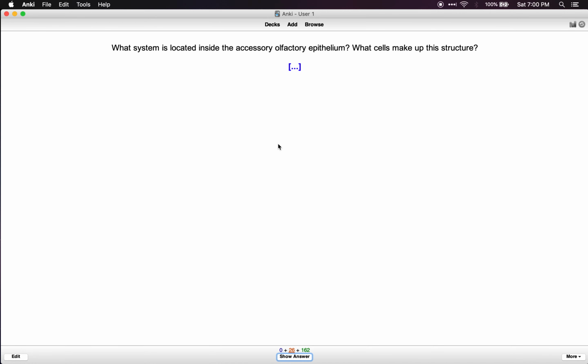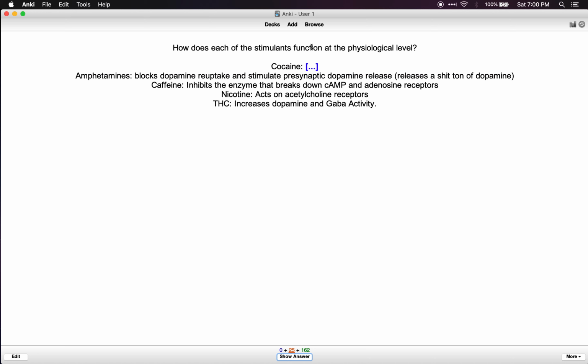The vomeronasal system is located inside the accessory olfactory epithelium, made up of basal and apical cells with receptors at their tips. Cocaine will cause the brain to release a lot of dopamine and inhibit dopamine reuptake.